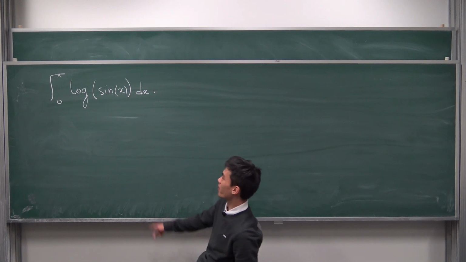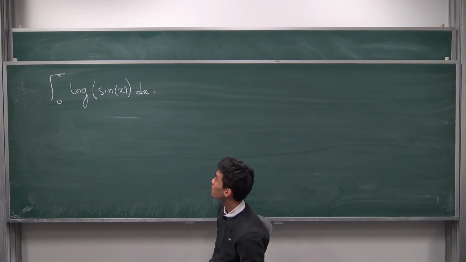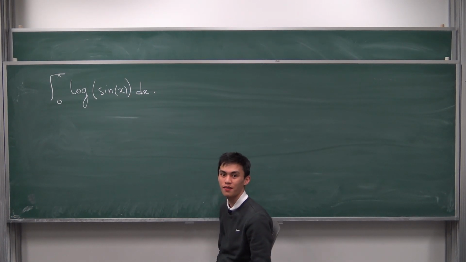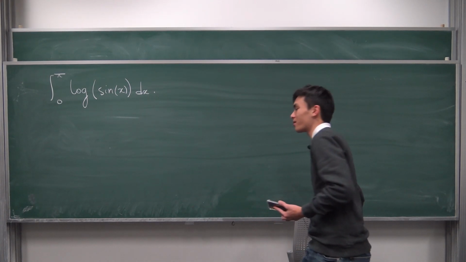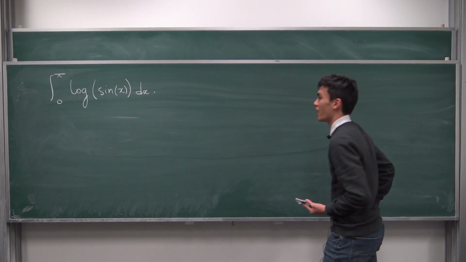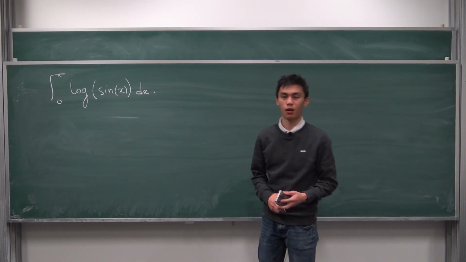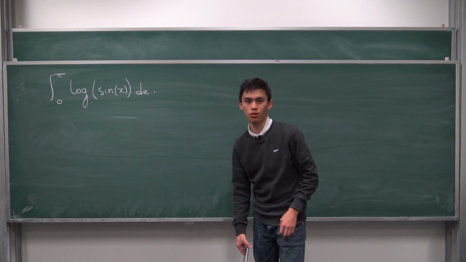Today we're going to be taking a look at this integral from 0 to pi of log sine of x dx. That's a pretty cool integral in my opinion. Let's get rid of this chair here. So how exactly do we evaluate this, or I guess how do we usually evaluate this?